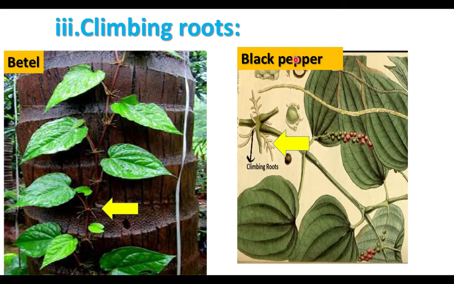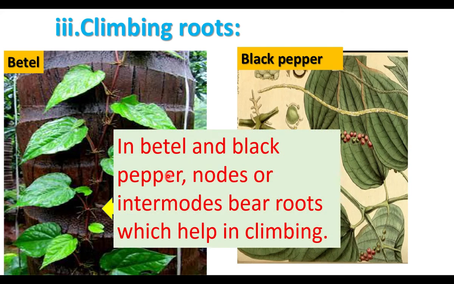Black pepper. Here also roots arise from the stem on the nodes. The roots are useful in climbing. In betel and black pepper, nodes or internodes bear roots. A node is the place where leaves are attached. An internode is in between two nodes. These roots help in climbing.